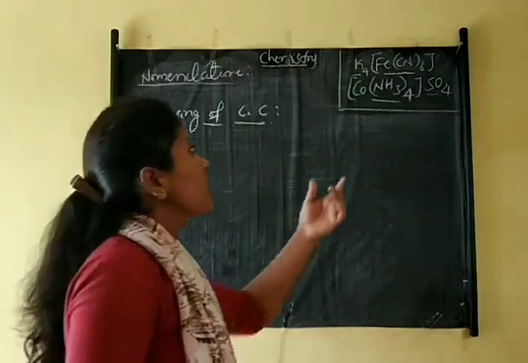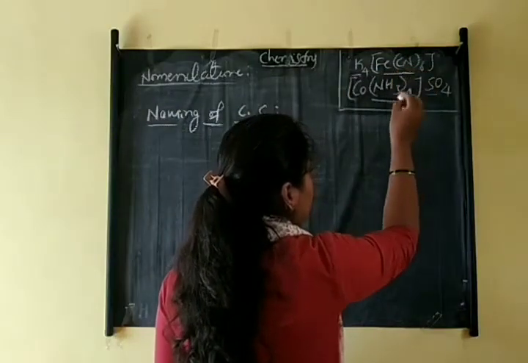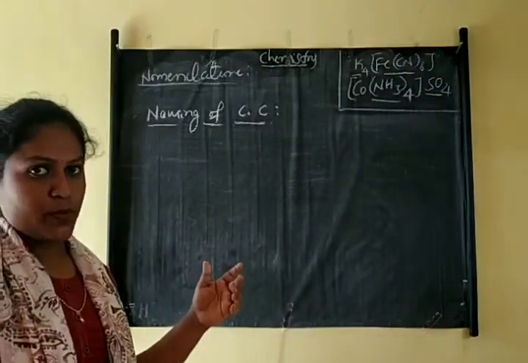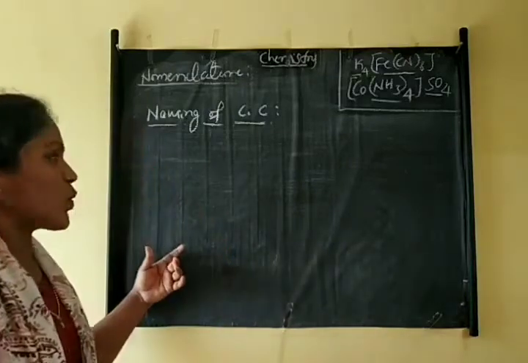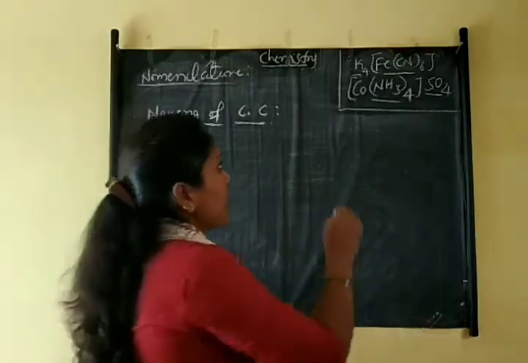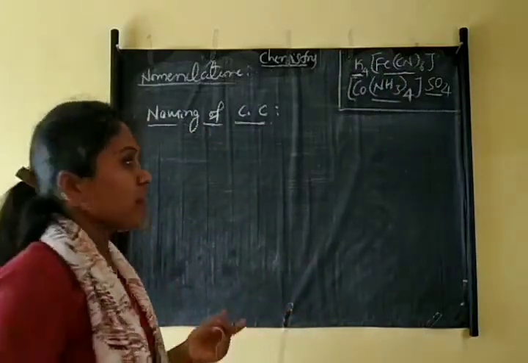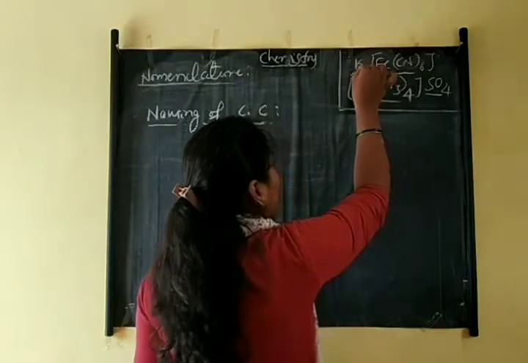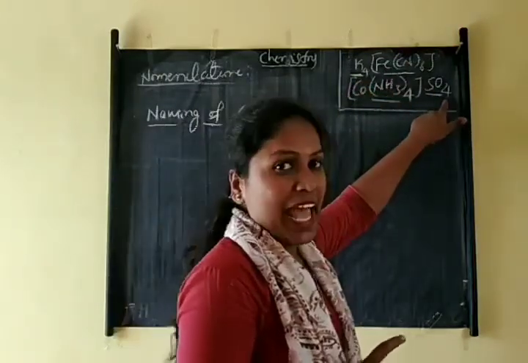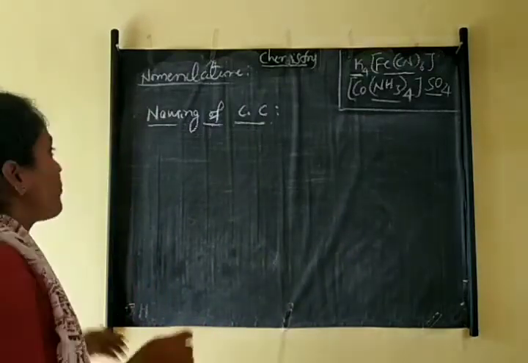Here I consider two examples of coordination compounds. Here it is a cation and an anionic complex, and here it is a cationic complex and an anion. I already told that in the previous videos. Okay, nice. The first method you use when naming a complex is that the cation is named first in both the cationic and anionic complexes. Here in this example K4 is a cation and here SO4 is an anion. So in both the complexes the cation is named first. That is the first rule.